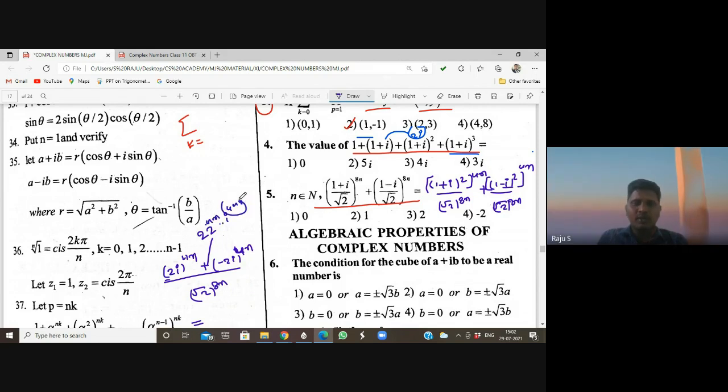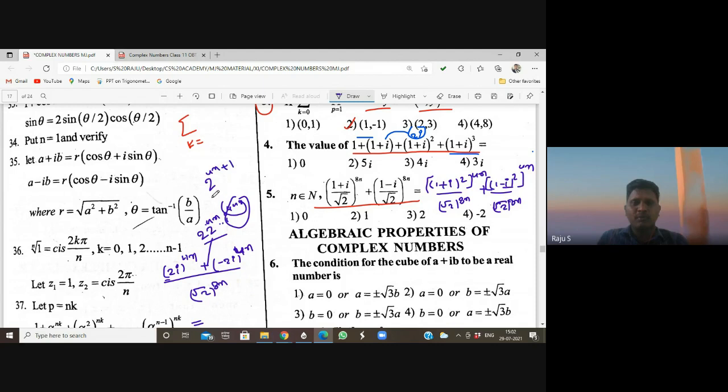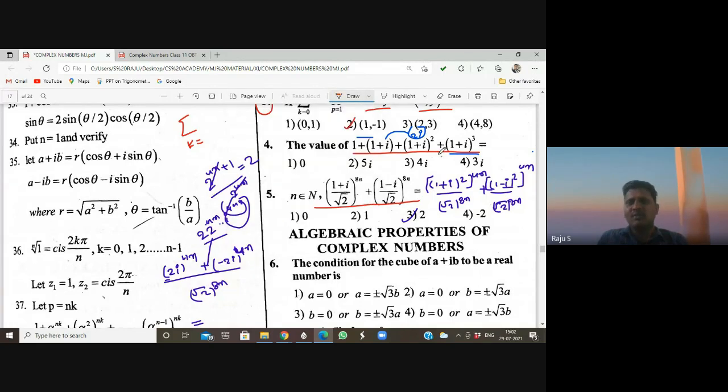i to the power of 4n value is clearly 1. 2 into 2 power 4n means 2 power 4n plus 1 by 2 power 4n. 2 power 4n gets cancelled, it is equal to 2. The third option is correct, 2 only. You can even verify by substituting some n, like n is equal to 0, n is equal to 1.